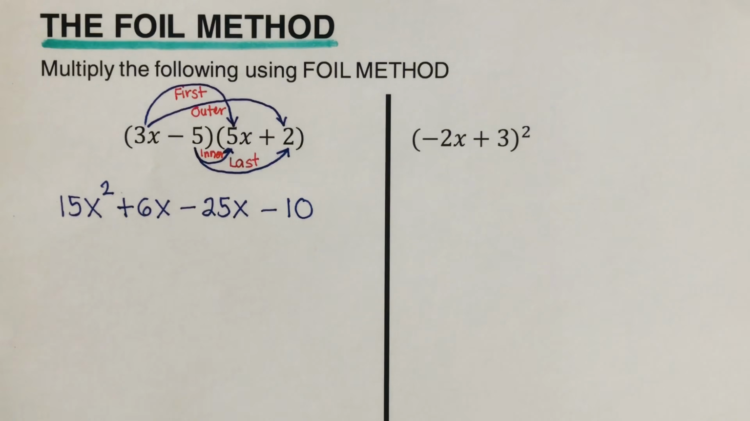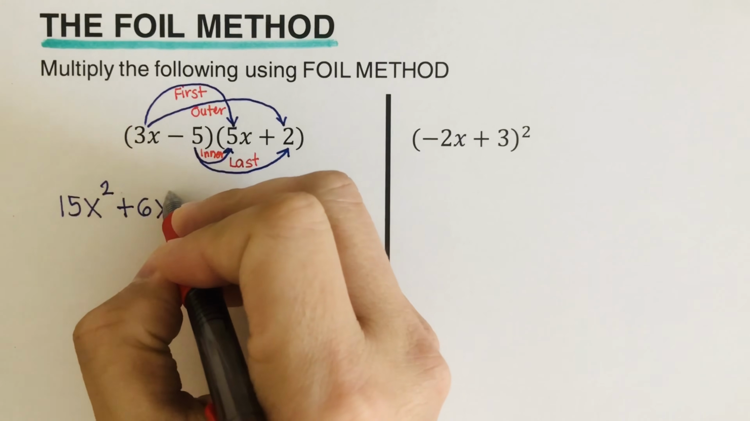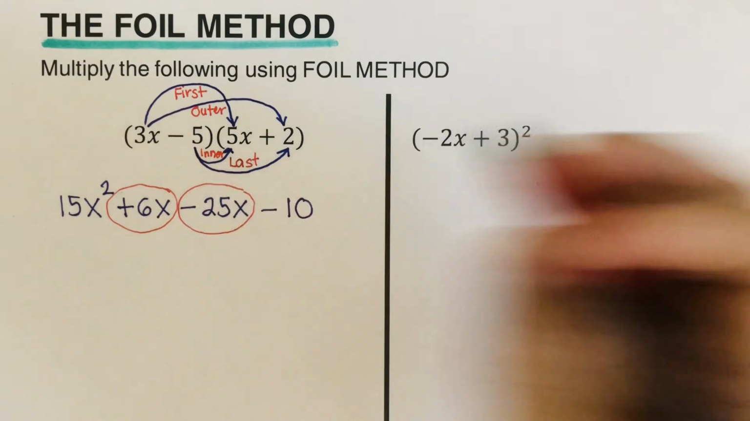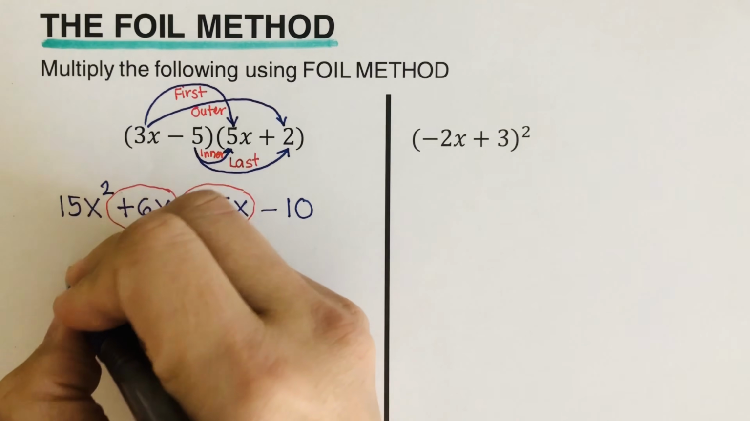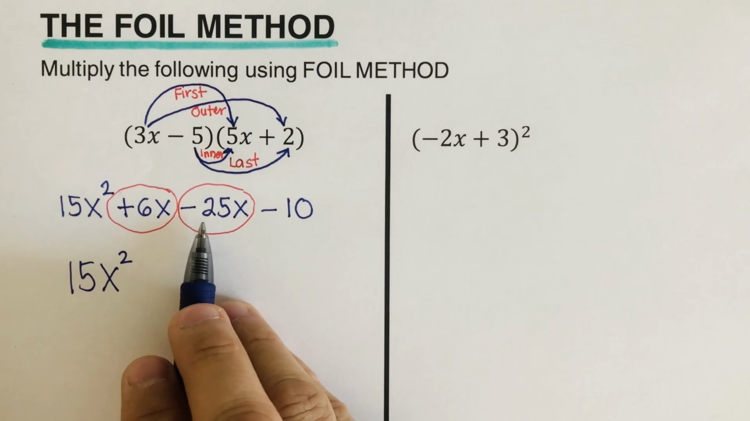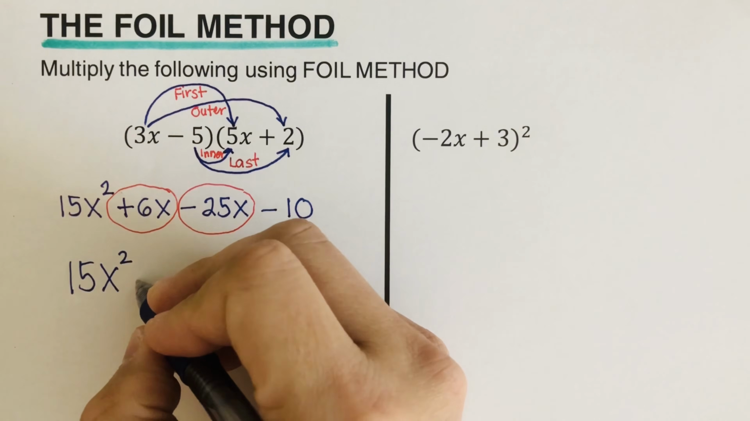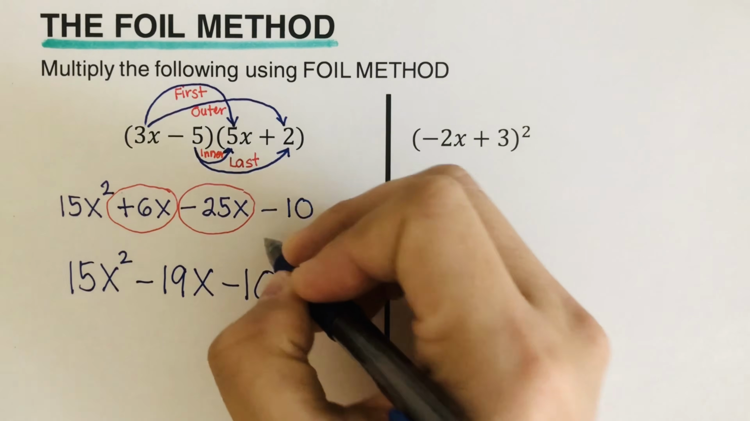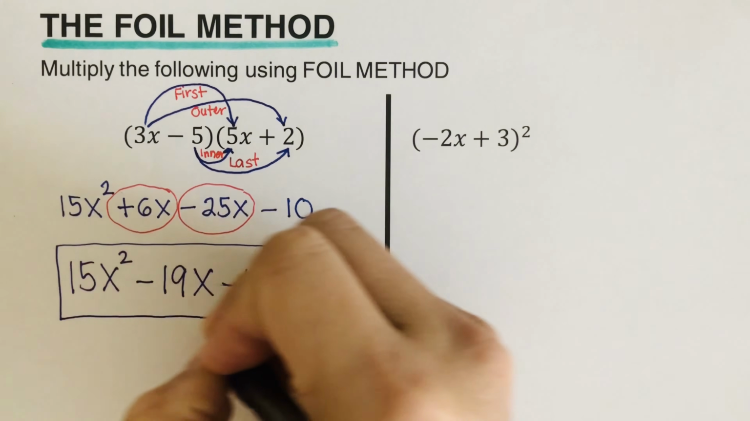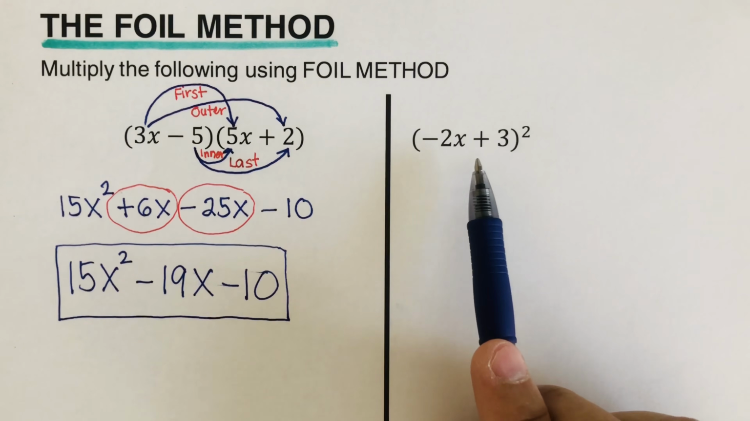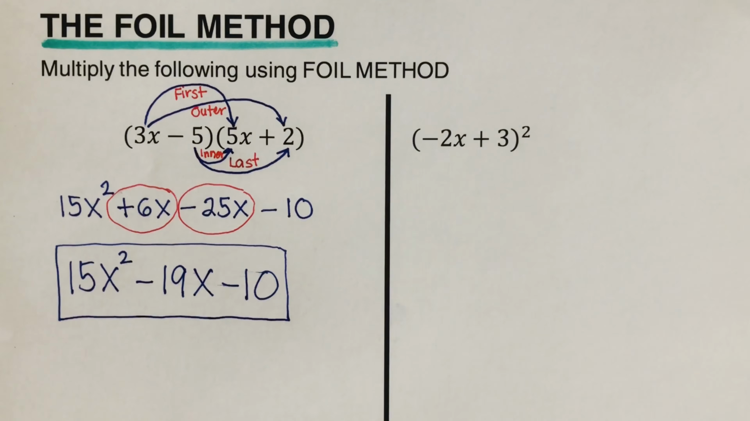Okay, from here we can combine like terms. So we have 6x and negative 25x as like terms. So that would come out as 15x squared, and then 6x minus 25x would be negative 19x, minus 10. That is the final answer, the product for these two binomials. At this time, I would encourage you to pause this video and try this problem out on your own. And when you're done, unpause it and check your answer.